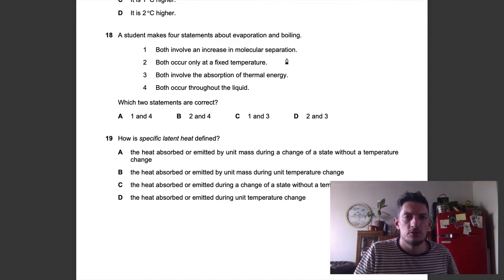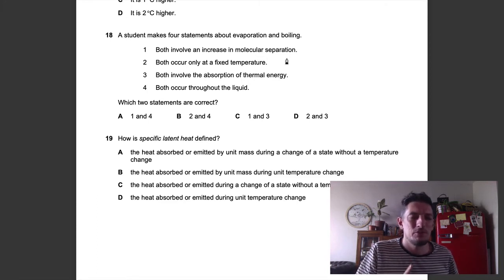Number 2, both occur at a fixed temperature. Oh wait, sorry, evaporation and boiling, not melting and boiling. Let me think about that. Both involve an increase in molecular separation. Sorry, that is correct. It's almost the same thing, evaporation and boiling. It's turning from a liquid into a gas, and that means your separation will increase a lot. So I'm sorry, 1 is correct.